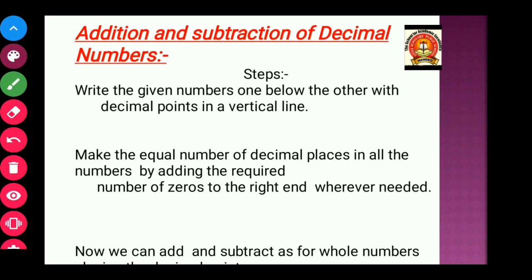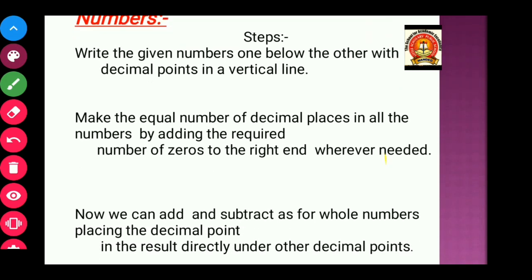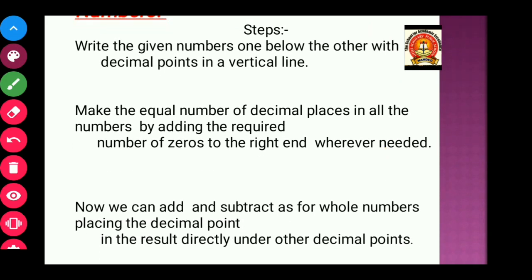And how can you make them equal? By just giving them the required number of zeros to the right-hand side of the decimal wherever needed. And you can add and subtract also as for the whole numbers, placing the decimal point. And you just need to ensure the decimal points.